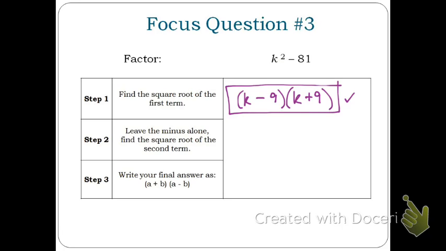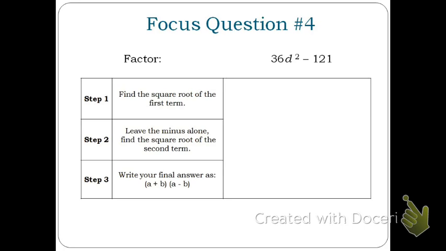Okay, last example. 36d squared minus 121. We need to factor that. So, when we factor, we have parentheses. We're going to fill each binomial. Now let's see what we could fill it with. 36, that's a perfect square. The square root is 6d.